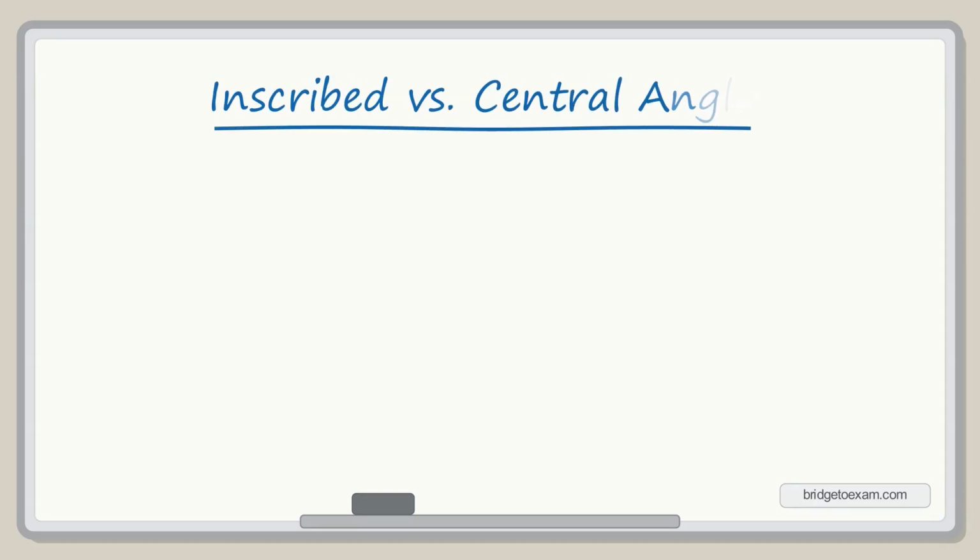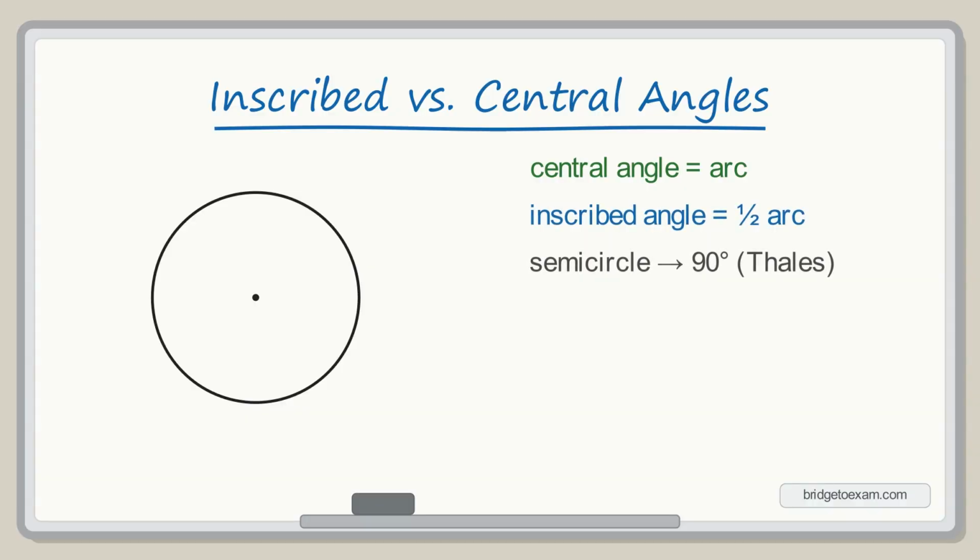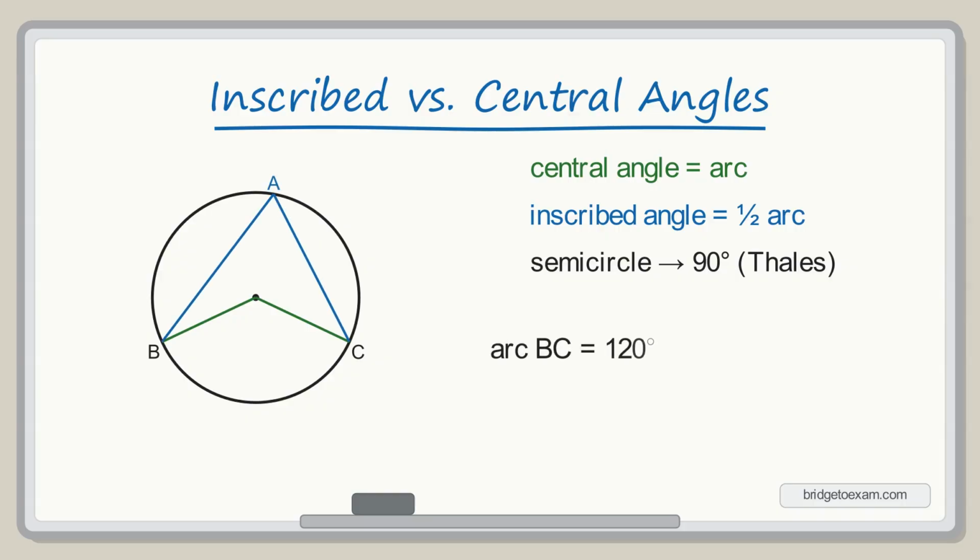Circles next. Keep two facts apart. A central angle equals its arc, but an inscribed angle is only half the arc. And an angle inscribed in a semicircle is always 90 degrees. Here, the central angle at the center and the inscribed angle at point A both look at the same arc BC. If that arc is 120 degrees, the central angle is 120, but the inscribed angle is only 60.